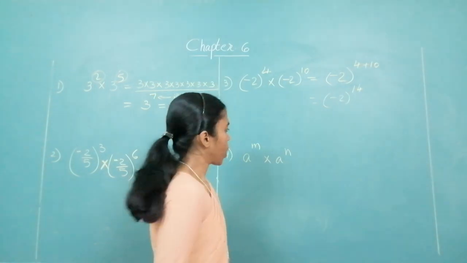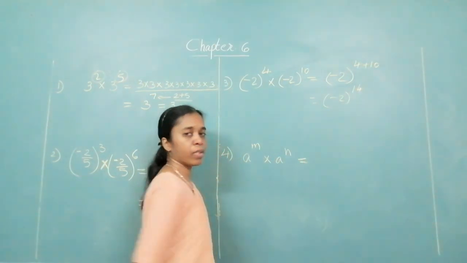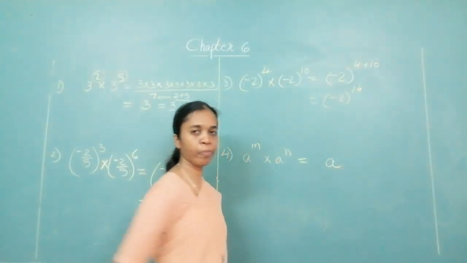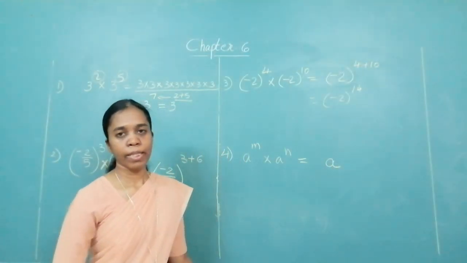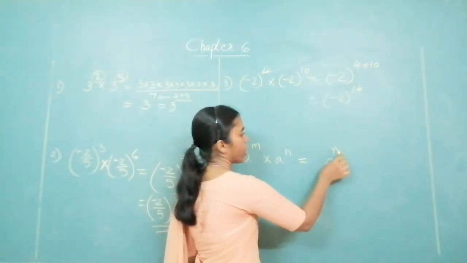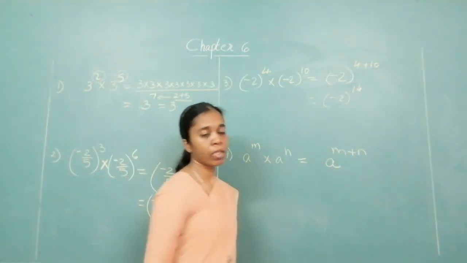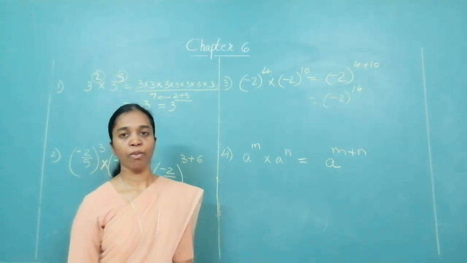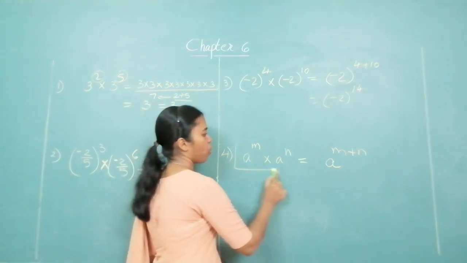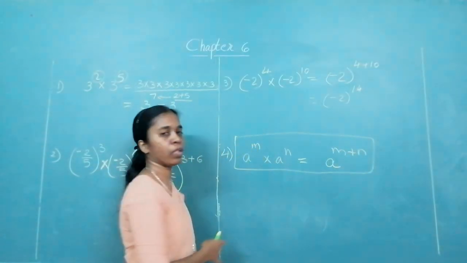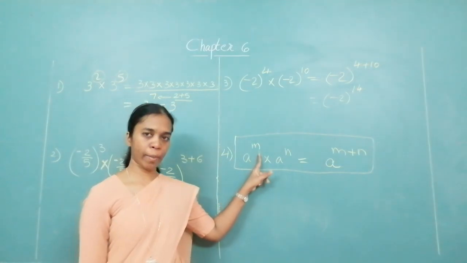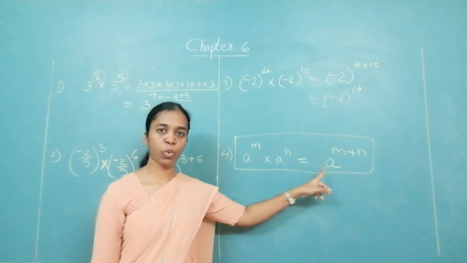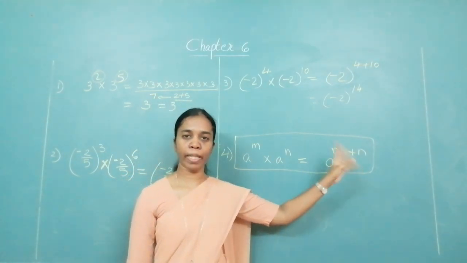That's it. Can you tell me what will be over here? Is the base same? Yes. What is a base? A. So what are we supposed to do? Just add the indices. What are the indices? M plus N. Since we don't know specifically what is M and N, we keep it like this. So this is our formula. This is the next formula for multiplication. That is A raised to M multiplied by A raised to N equal to A raised to M plus N.